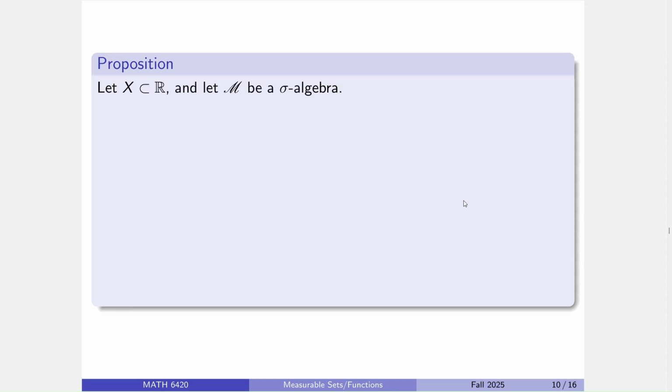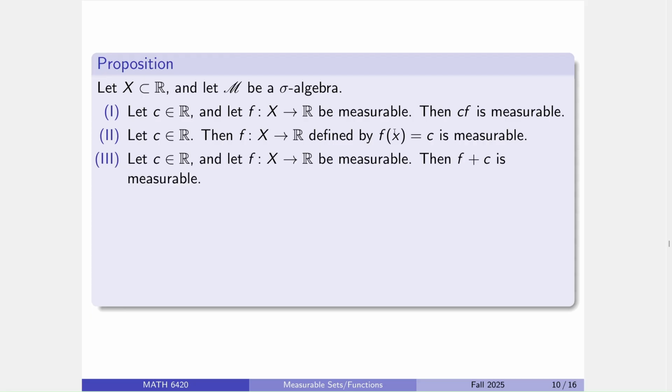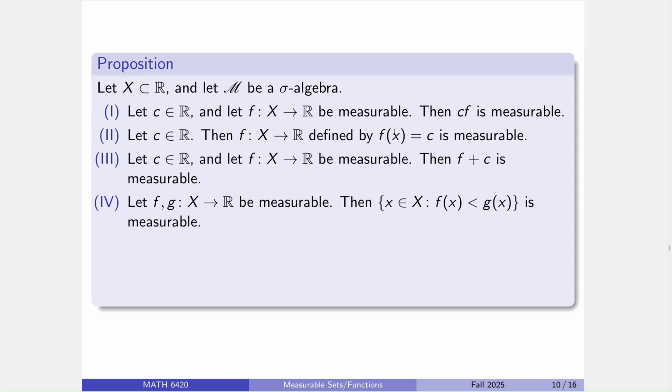So we have our set in our sigma algebra. If you've got a measurable function, then scaling it remains measurable. Constant functions themselves are measurable, so now we're getting some actual concrete examples of measurable functions. If you have a measurable function, then translating it is measurable, so adding a constant function. If you have two measurable functions, then this particular set is measurable: the set of points where f of x is strictly less than g of x.